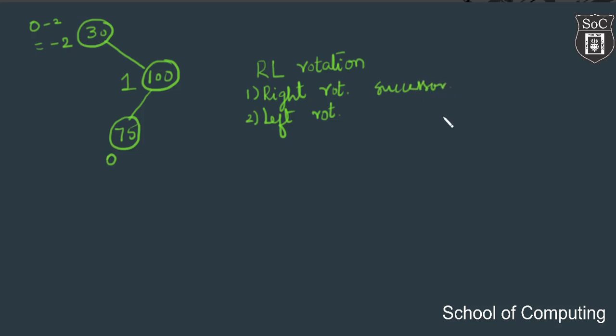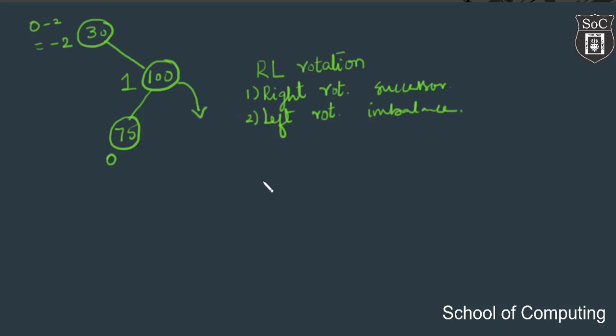Which successor? That also we have seen. The successor which is actually involved in that process of imbalance. Left rotation should be done on the imbalanced node. And remember, step 2 will always be done on the output of step 1. So right rotation on the successor. Who is the successor? The imbalanced node is 30, its successor is 100. So I need to do a right rotation on 100.